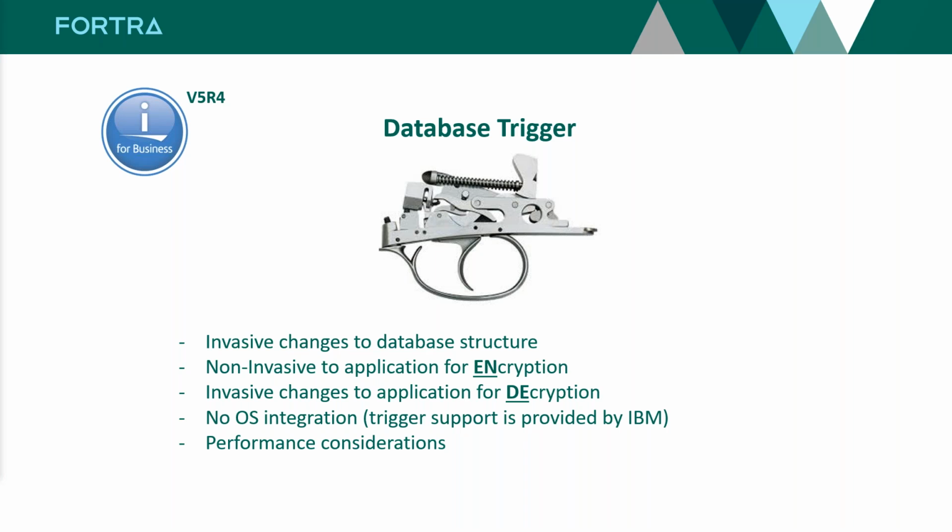The database trigger was added as part of the database structure in V5R4, and it allows us to fire off an event when data is read, changed, or deleted. The idea here is that we can do something at the database level without the application having to be involved. So not unlike the API approach, you still do have to make structural changes to the database for encryption, but there are no invasive changes to the application layer. And while it's true that the encryption side doesn't require changes to the application, in order to decrypt the data, you do have to make some application changes. And those read triggers can have some security restrictions on them from modifying the way the data looks. So these can definitely be impactful.